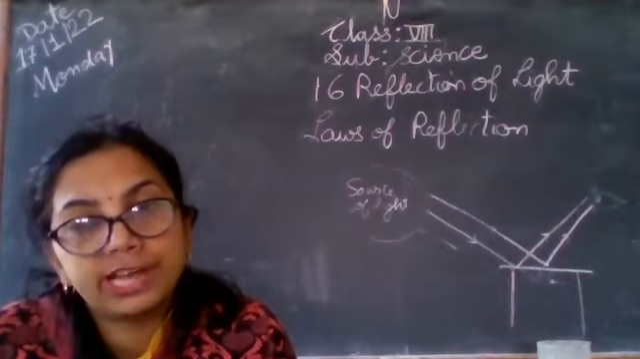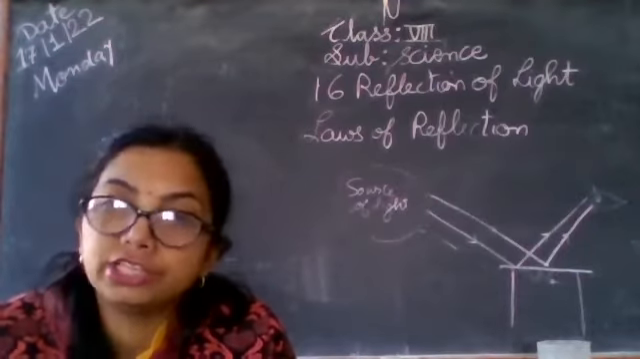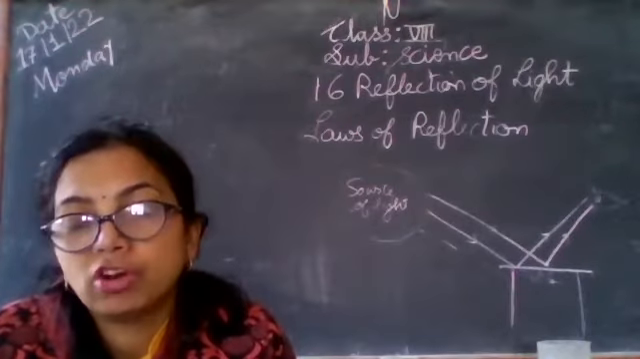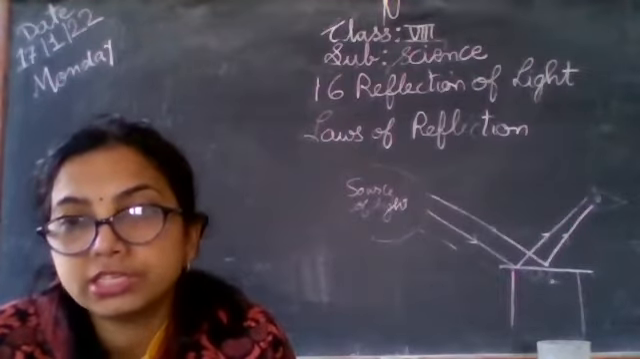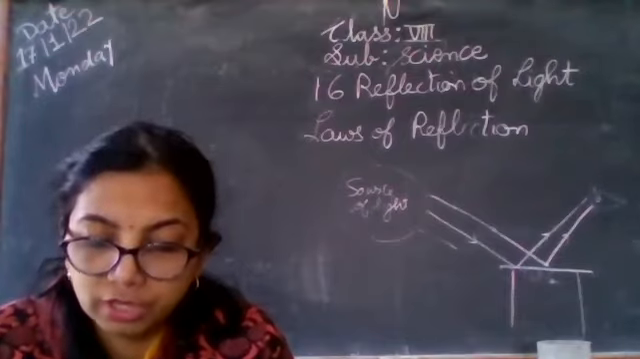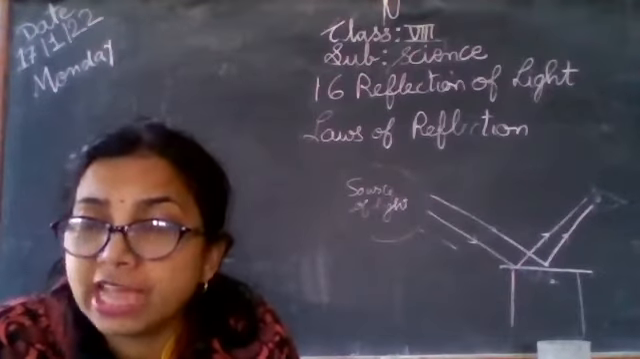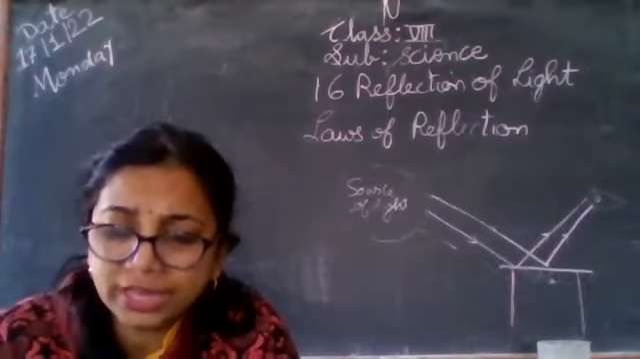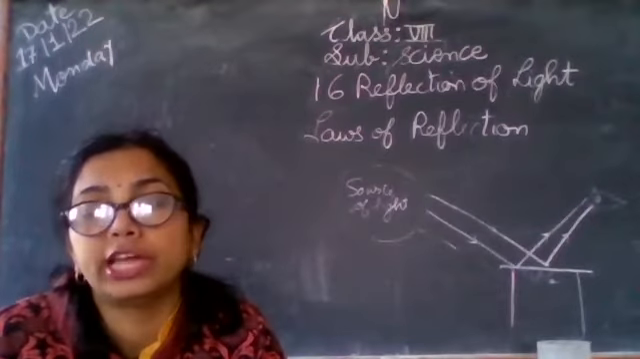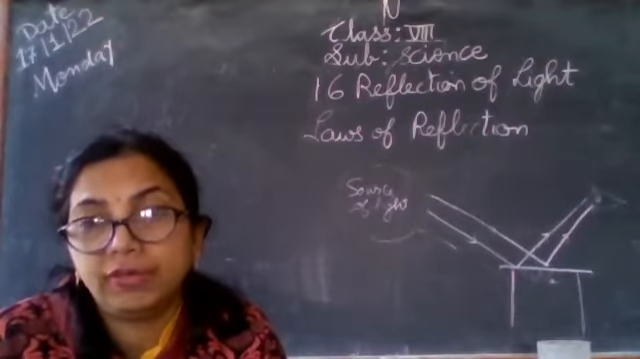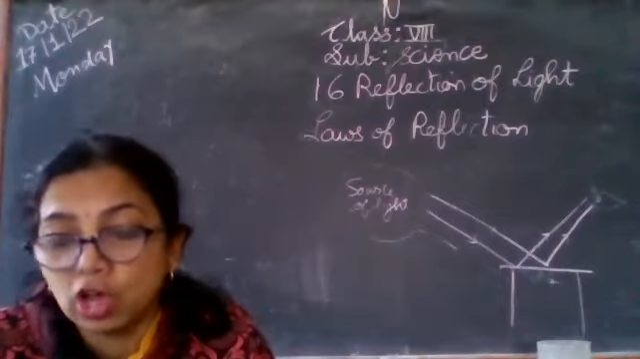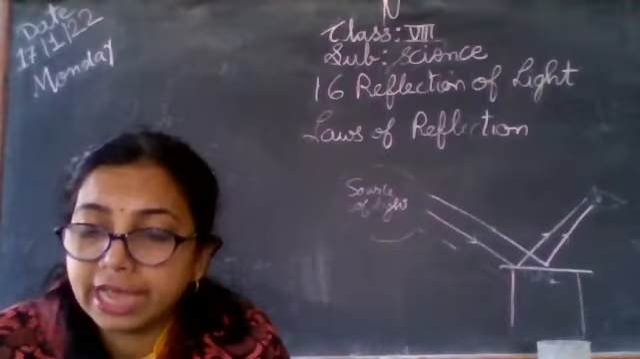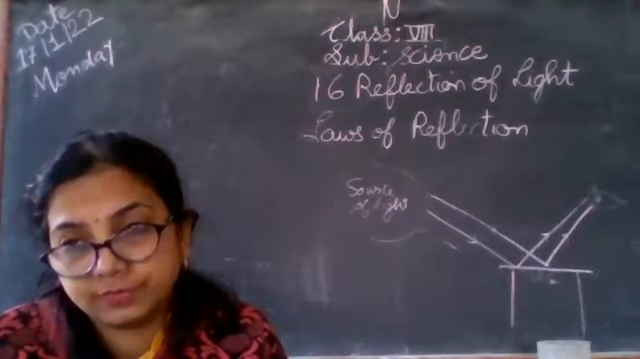But if sunlight or any light is falling on other celestial objects like the moon and the planets, then only we can observe them. So what exactly is reflection of light? When light rays fall on any object, their direction changes.